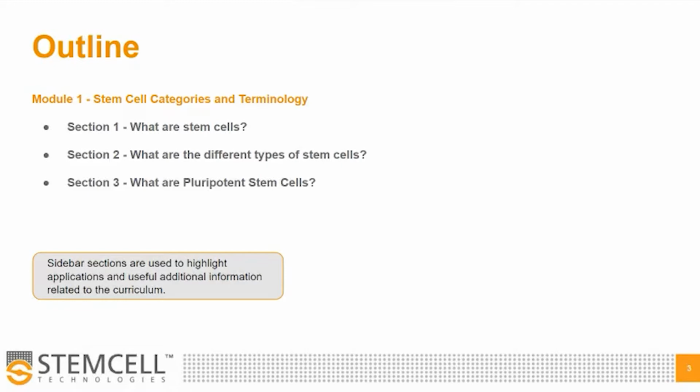This module contains 3 sections. Section 1, what are stem cells? Section 2, what are the different types of stem cells? And Section 3, what are pluripotent stem cells? We'll also have a summary section at the end. Sidebar sections are used to highlight applications and useful additional information related to the curriculum.